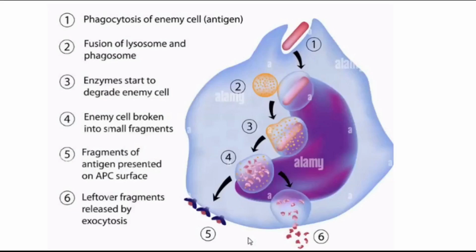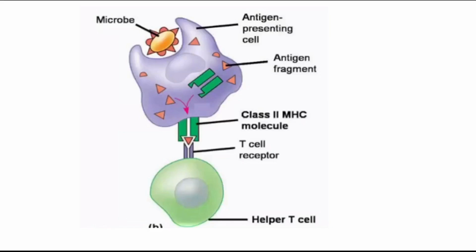These fragments are attached to MHC protein, and that complex is brought to the surface of the antigen presenting cell, and the leftover fragments are released by exocytosis. So this is how the antigen is taken into the antigen presenting cell like a macrophage, and finally we get the MHC protein and antigen complex on the surface of the antigen presenting cell, which is presented to the helper T cell present in the lymphoid tissue.